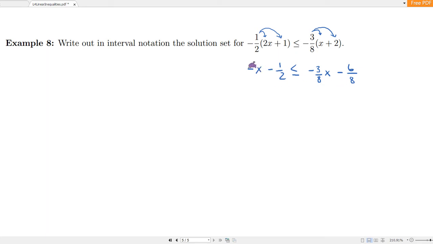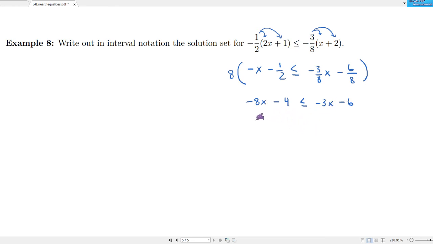So we're going to multiply both sides by 8, and we'll have -8x, and 8 times this will have -4, because that'll be 8 over 2. We're multiplying by a positive 8, so we don't have to switch this. But then 8 over 8, those are going to reduce, so we're left with -3x. 8 over 8 is reduced, so we're left with -6. Okay, so at this point, we can try to isolate the x.